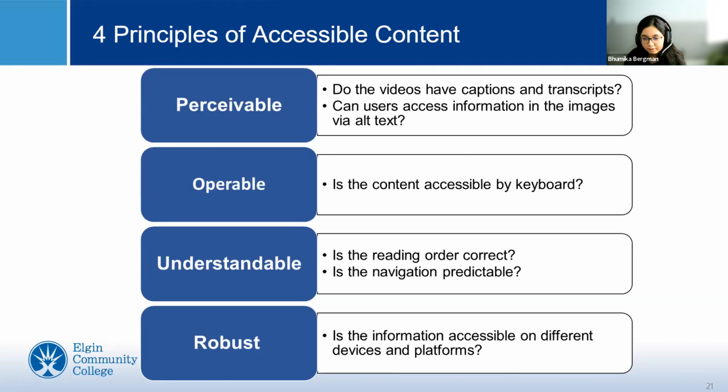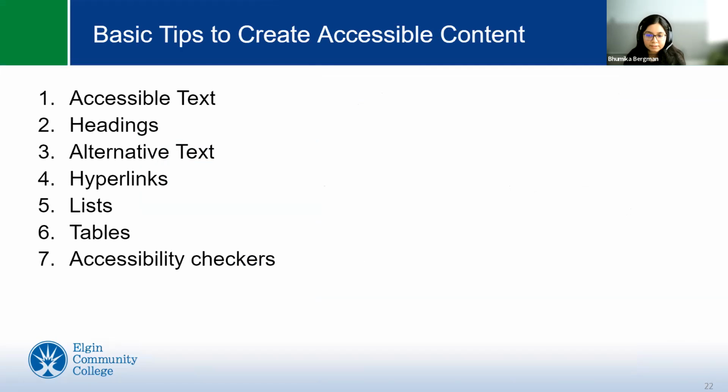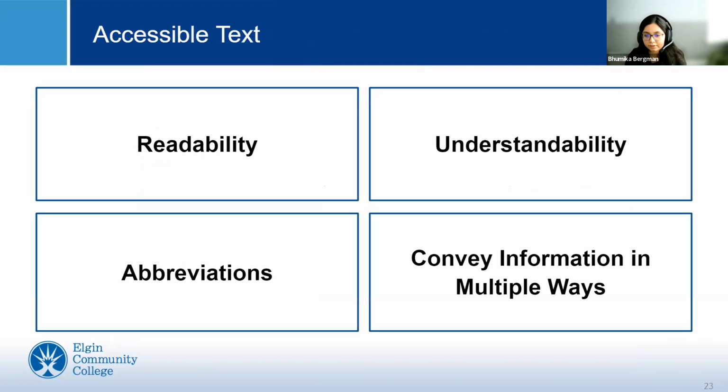And the next principle would be your content should be robust, as in it should be accessible on different devices with different screen sizes and platforms. This applies mostly to websites. Today, I will cover these 7 basic tips to create accessible content. I will go over accessible text, headings, alternative text, hyperlinks, lists, tables, and accessibility checkers.